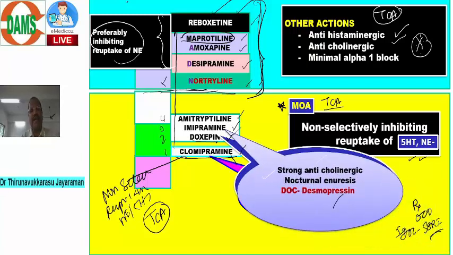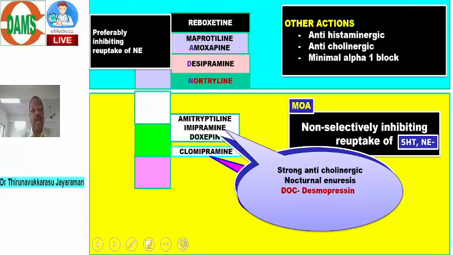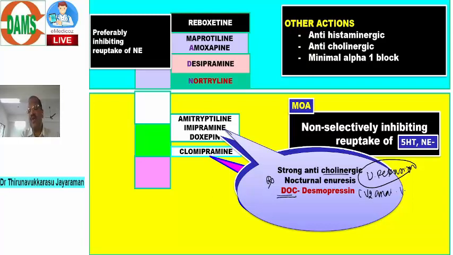Next, imipramine, a wonderful drug that has very high anticholinergic property. Imipramine has very high anticholinergic action, thereby causing urinary retention. Because of this action, imipramine can be useful for treatment of nocturnal enuresis. But for this condition, the drug of choice is desmopressin, a V2 analog of vasopressin. So normally for treatment of nocturnal enuresis, the drug of choice is desmopressin, but imipramine can also be useful because it has anticholinergic action causing urinary retention.